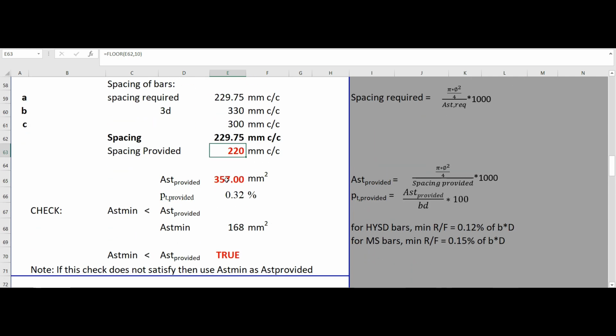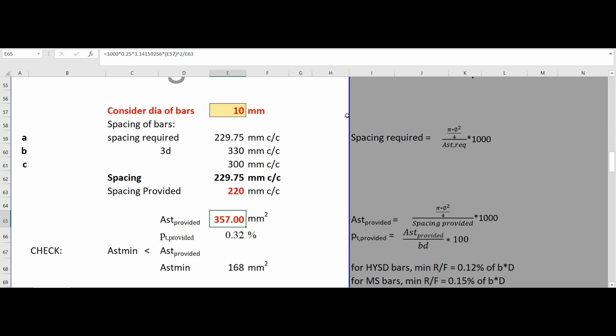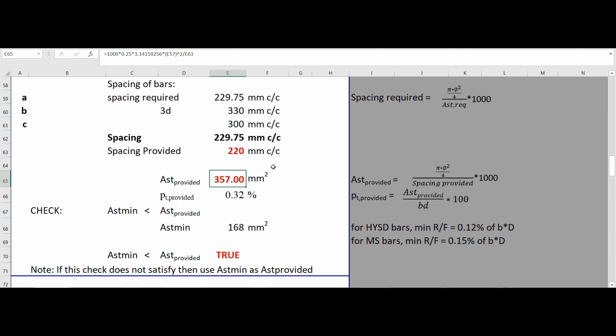Now we'll calculate the area of steel provided for this spacing. So the area of steel provided is equal to pi by 4 into dia square divided by spacing provided into 1000. So this formula is similar to what we have used for the spacing required. So we get area of steel provided as 357 mm square.